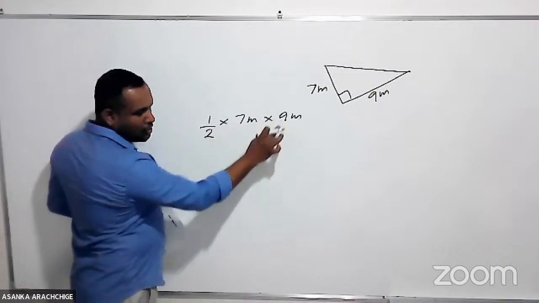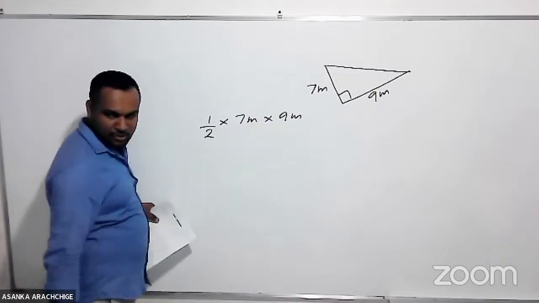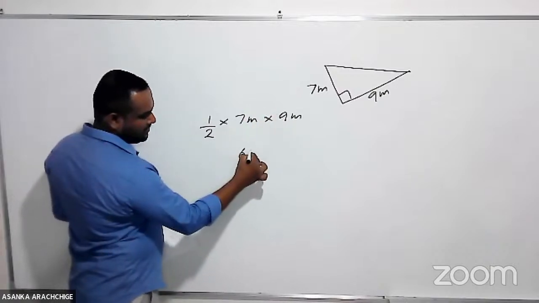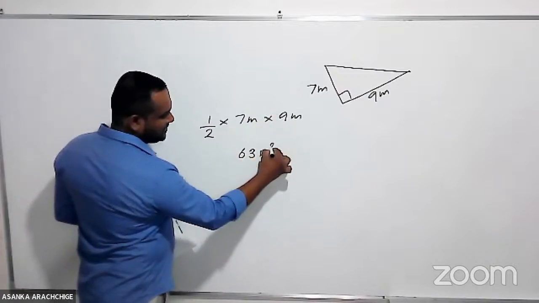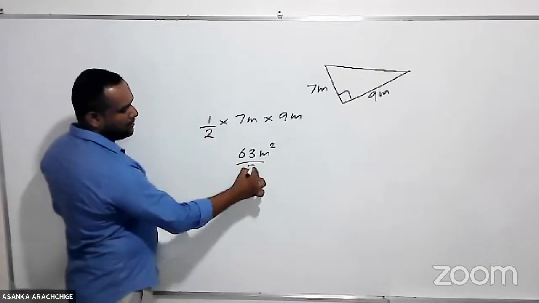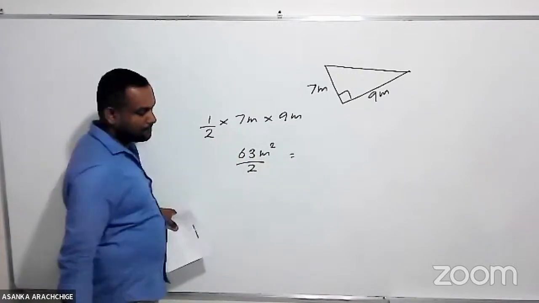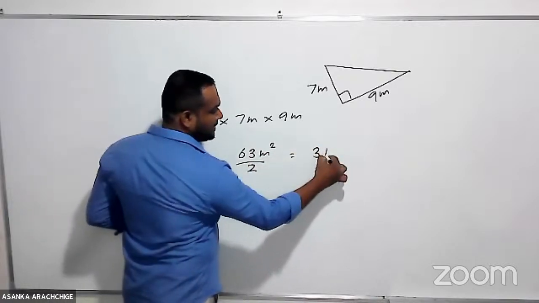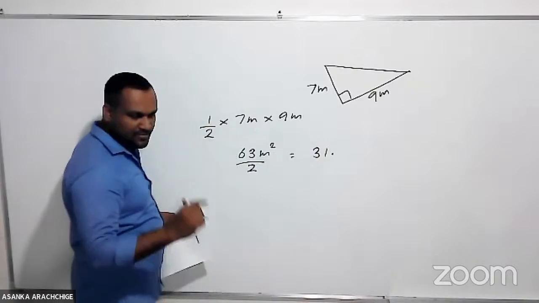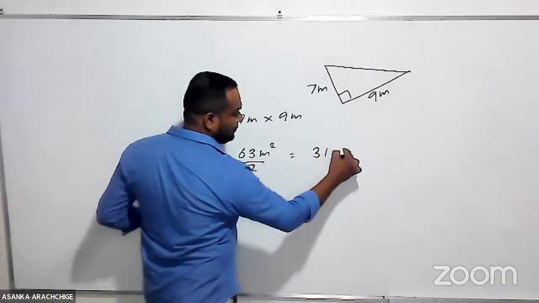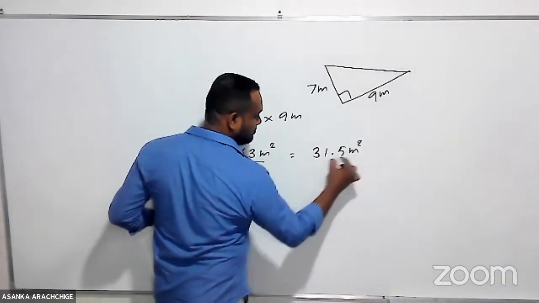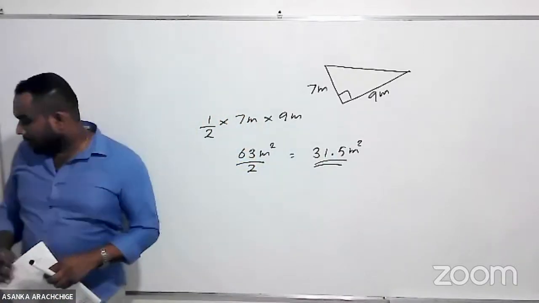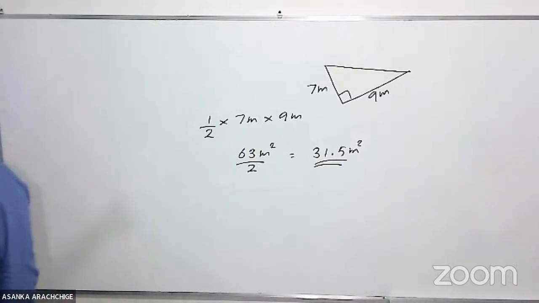Neither 7 nor 9 is divisible by 2. So you have to multiply 9 times 7, 63 square meters, divided by 2. 2 times 3, 3. 2 times 31, 31.5 square meters.